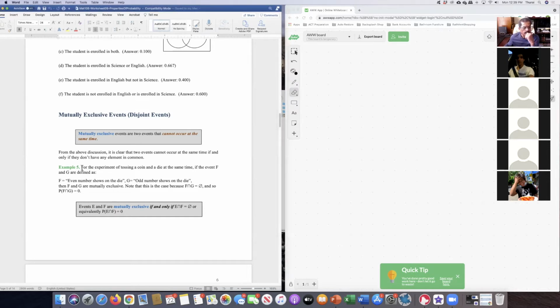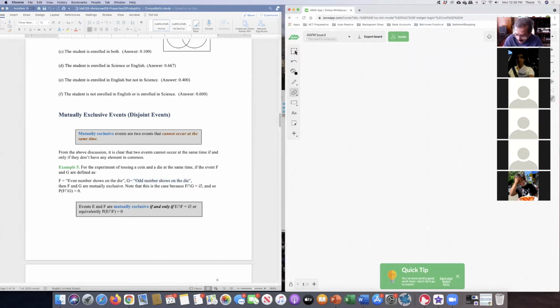Toss a coin and a die at the same time. The event F is defined as an even number shows on the die. Event G is defined as an odd number shows on the die. Then these two events cannot occur at the same time. They are mutually exclusive.